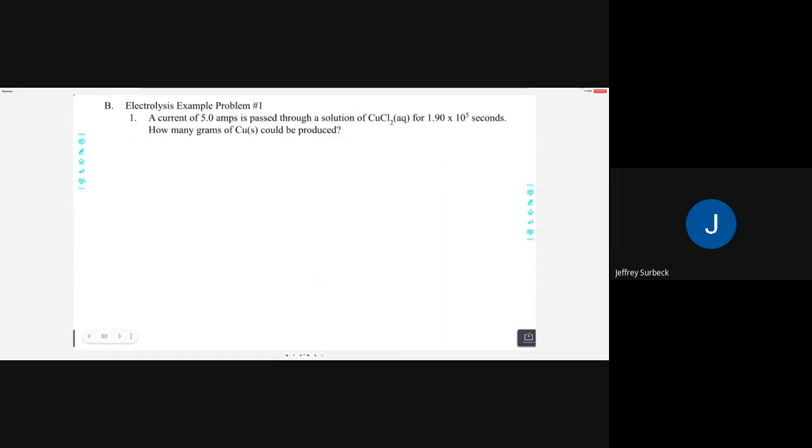But let's do 2 problems. The third one I'll pass out. Okay. So problem number 1, it says a current of 5 amps is passed through a solution of copper(II) chloride for 1.9 times 10^5 seconds. At the end of that time period, how many grams of solid copper can be produced? So let's go through this. And let's start with this.